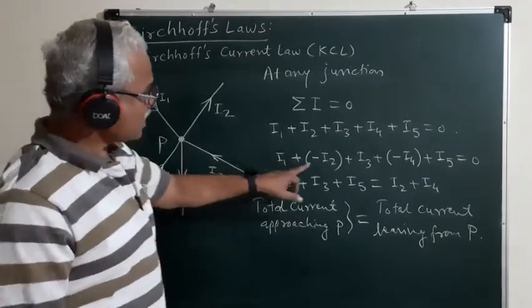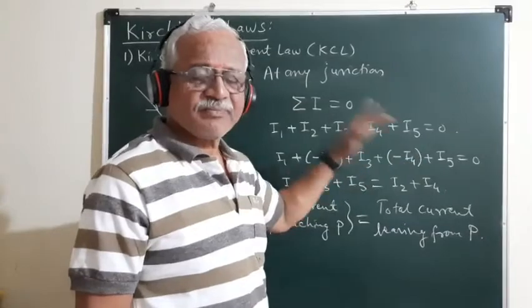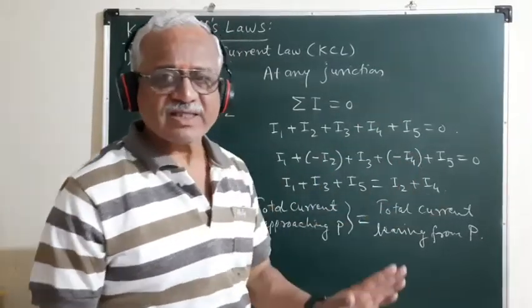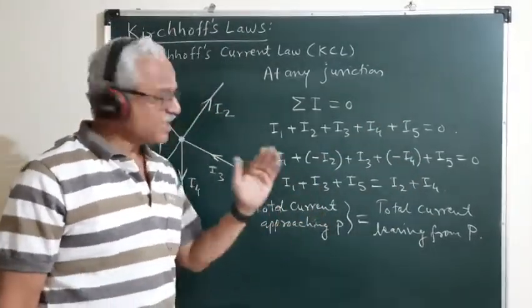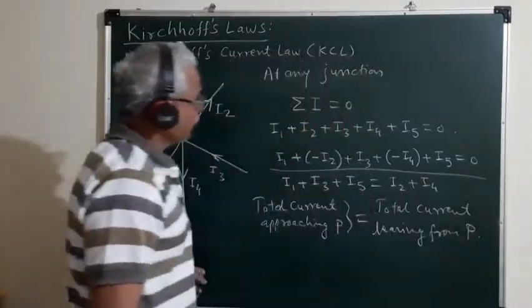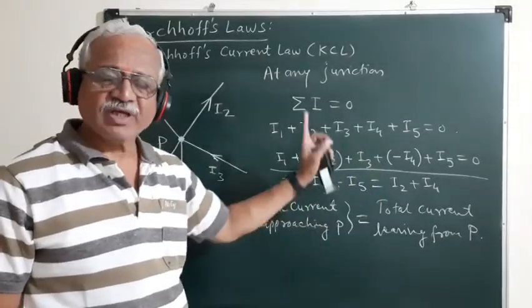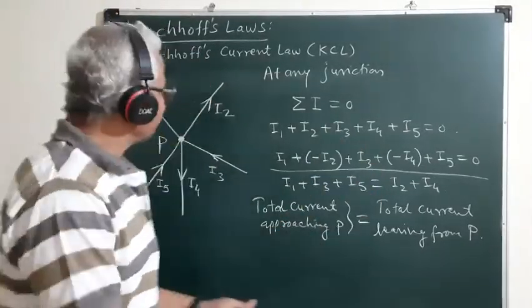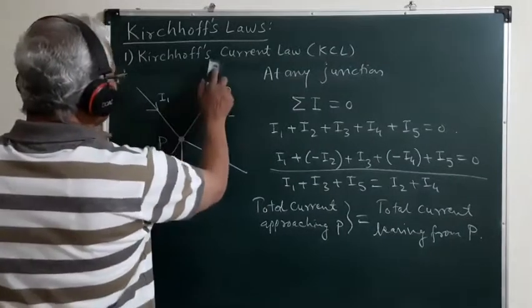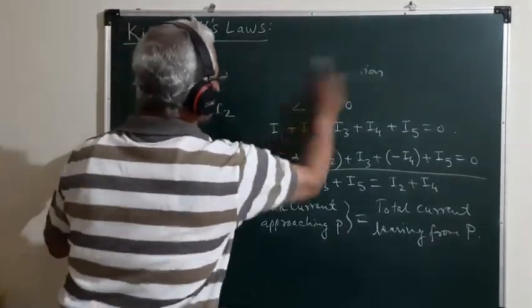So, this is nothing but the algebraic sum of the currents at any junction is equal to 0, and that is the statement of Kirchhoff's current law. So, in accordance with this relation, we can state that the algebraic sum of the currents at any junction is equal to 0. So, that is about the Kirchhoff's current law. And next, see the Kirchhoff's voltage law.